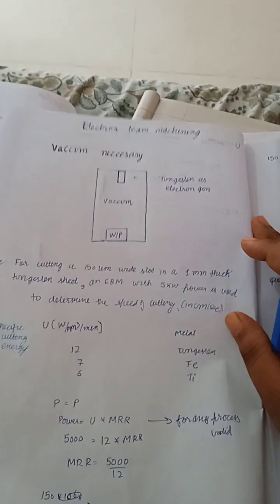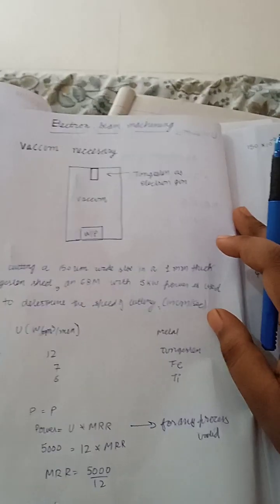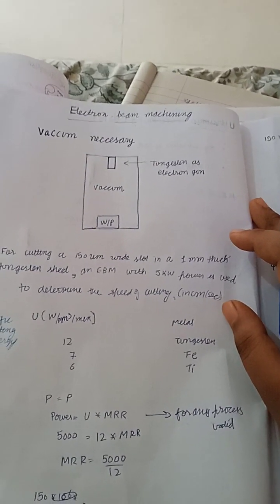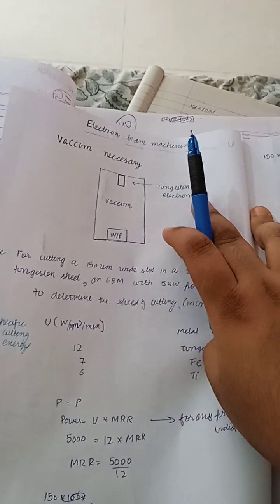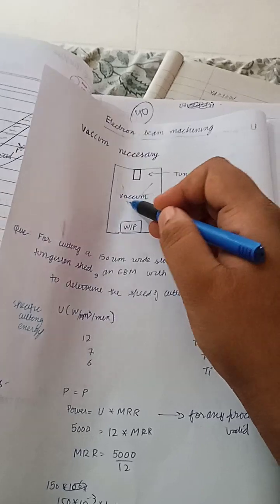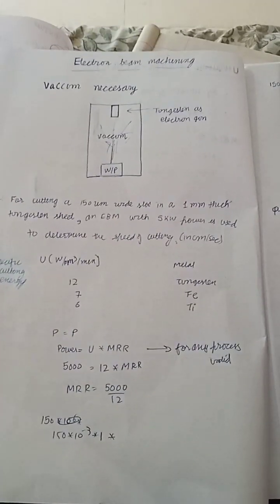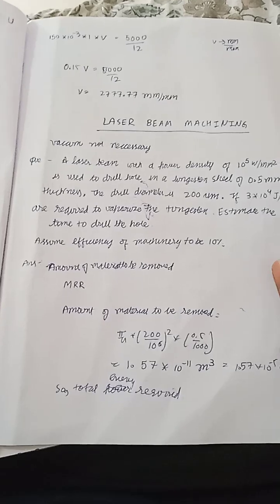Electron beam machining. In electron beam machining, there is a necessity of vacuum. Vacuum is at most necessary, and electrons are emitted by tungsten. Something is placed here, so the electron flow falls only on workpiece. In laser beam machining, a vacuum is not necessary.